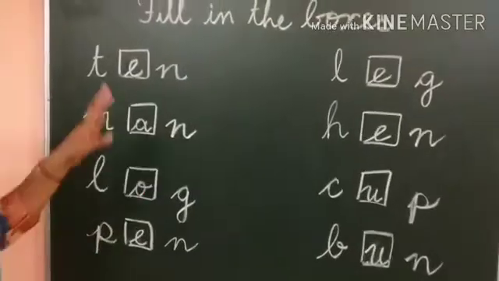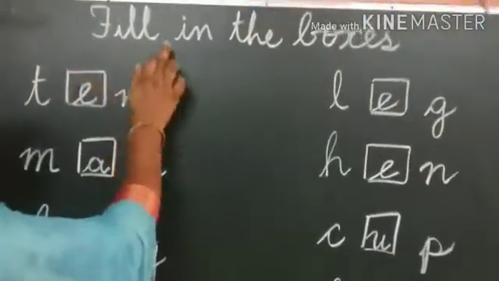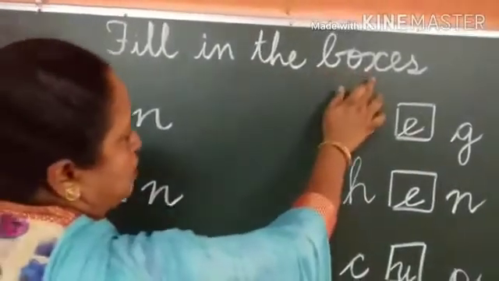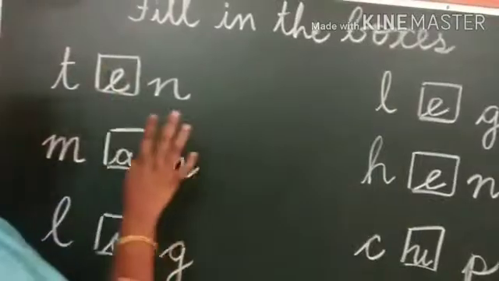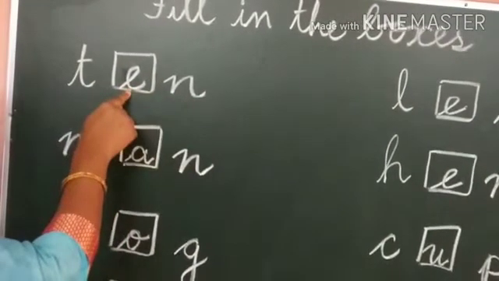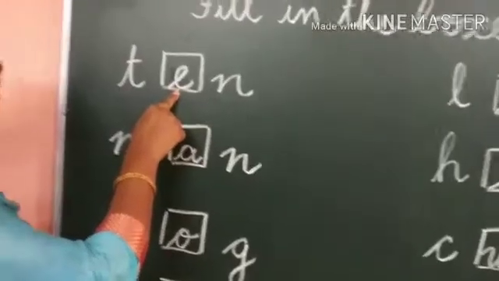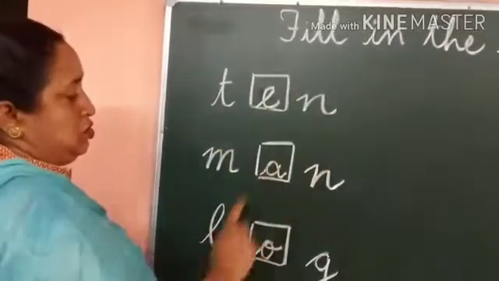Now again I would like to read this for you. Pay attention. Fill in the boxes. These are the boxes. You have to fill in the letters. First one is T-E-N, 10. Here I can put I, which will become T-I-N, tin also. It can be T-E-N, 10 also.